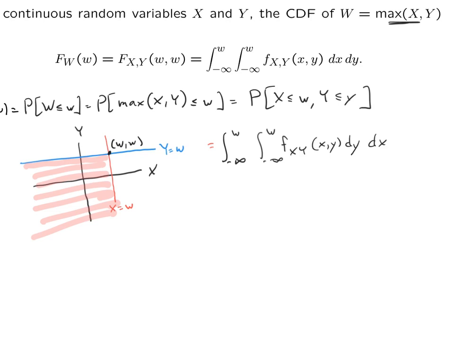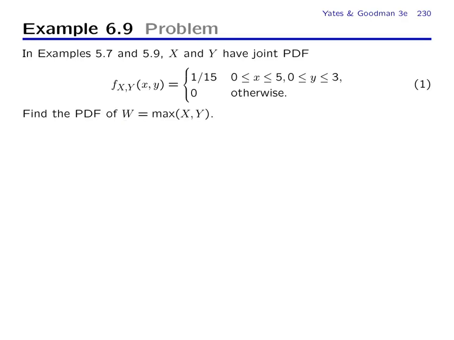So now we'll do an example of finding the PDF of W equal to the max of x and y. And we'll choose a region where the PDF is constant, but the region's not exactly a perfect square. It's kind of a rectangle. The x's are between 0 and 5. The y's are between 0 and 3.